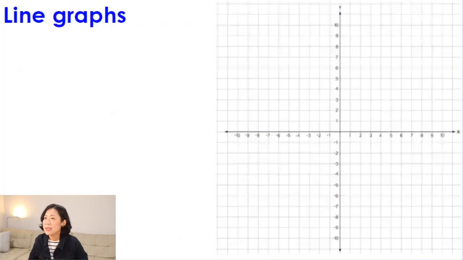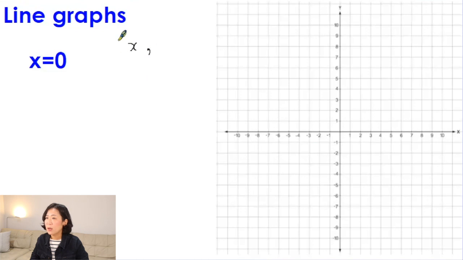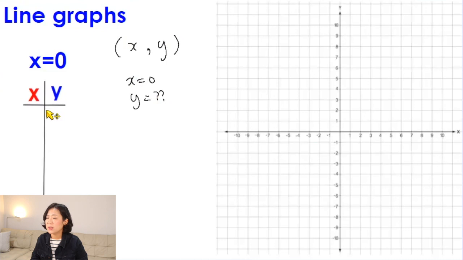So let's have a look at the screen. Then we've got a line graph, x equals 0. So we have the equation x equals 0, and we will draw the line graph of x equals 0. Think about it. We need to find the coordinates of at least 2 points. We know x is 0, but we don't have any information about y. So how can we find the points?